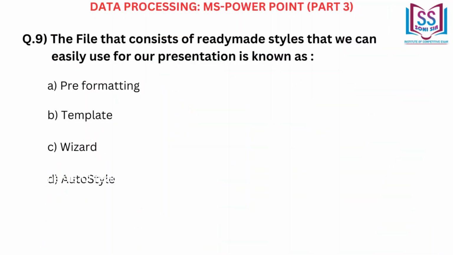The file that consists of ready-made styles that we can easily use for our presentation is known as A. Pre-formatting. B. Template. C. Wizard. D. Auto style. Correct answer B. Template.